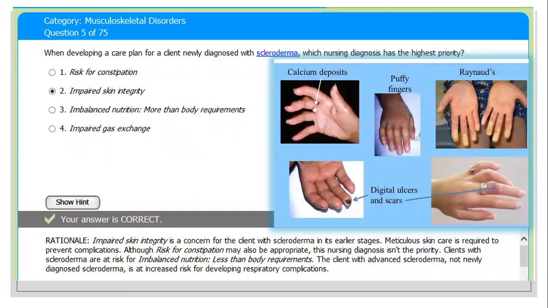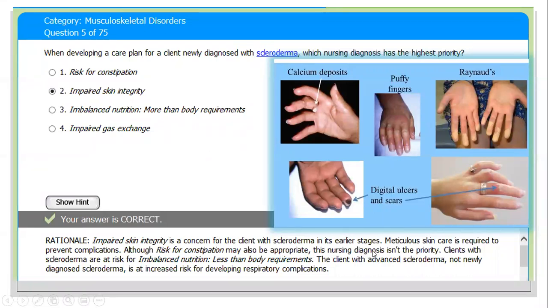As I told you, scleroderma, also known as systemic sclerosis, is a group of diseases that cause the hardening and tightening of the skin or connective tissue. It occurs due to the overproduction of the protein we call collagen in the skin tissues. So, impaired skin integrity. In this picture, we can see a few features: calcium deposit, puffy finger, Raynaud phenomenon, or digital ulcer on the scar. Impaired skin integrity is common for a client with scleroderma in its early stages. Meticulous skin care is required to prevent complications.